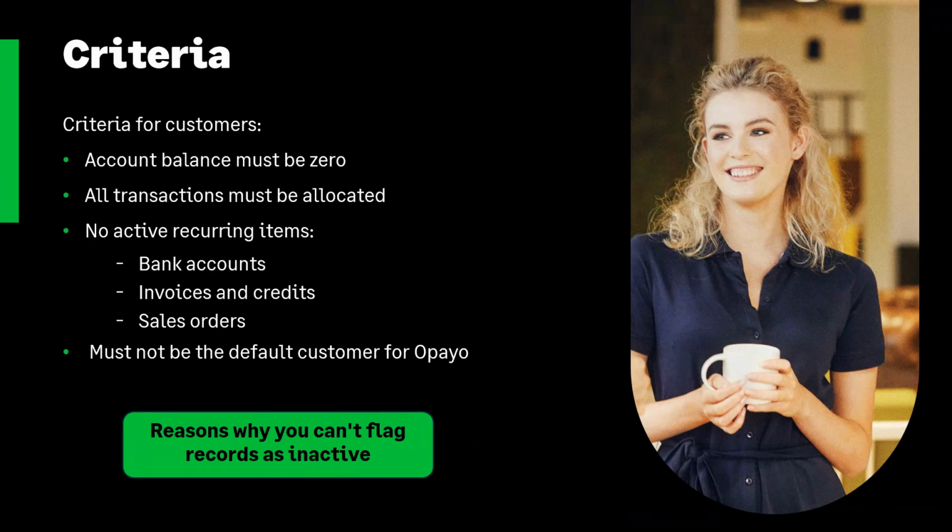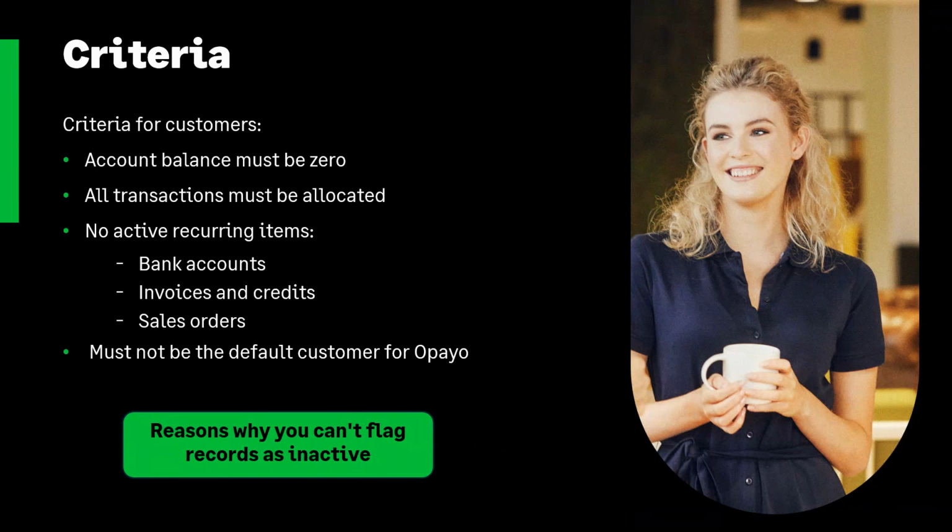If there's recurring items for the record which haven't ended yet, you can't mark it as inactive either, because obviously you've got recurring items there going against it. So you can either remove the recurring items or you can just let that come to an end. And once that's finished or there's no recurring items left on the item, you can then mark that as inactive. And less common reasons would be if the account is the default customer account to record all appeal transactions. It can't be marked as inactive that way. So before you can make the account inactive, you would need to select another customer account to use as the appeal account.